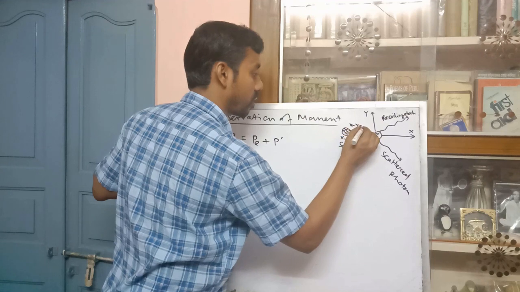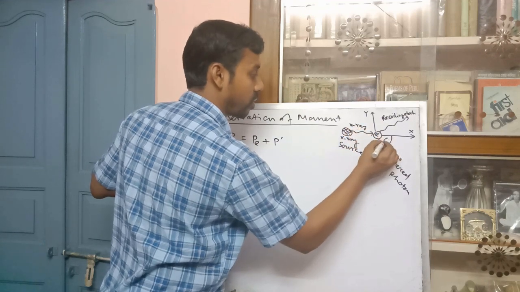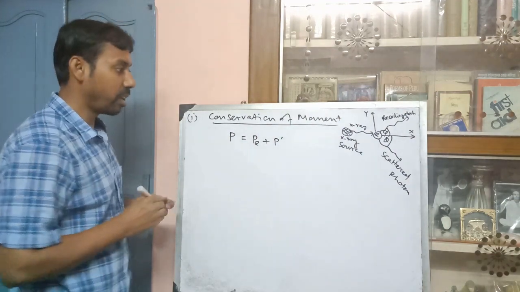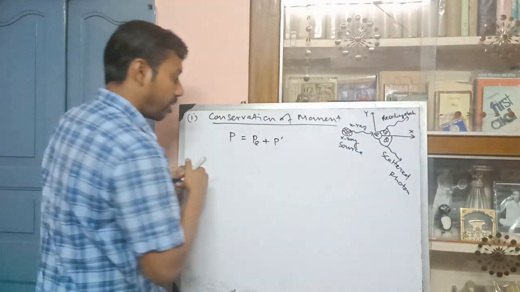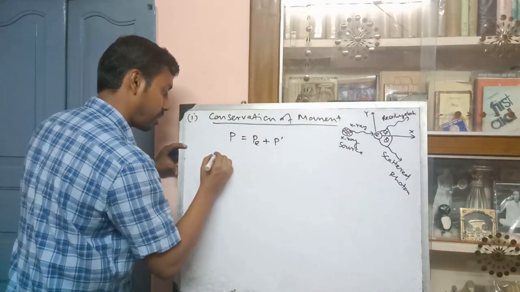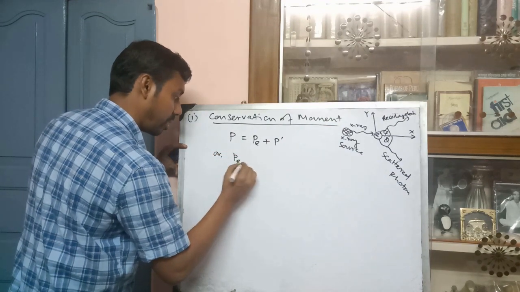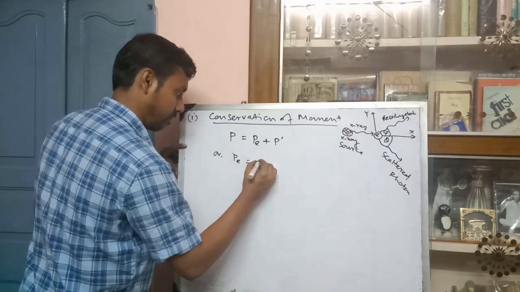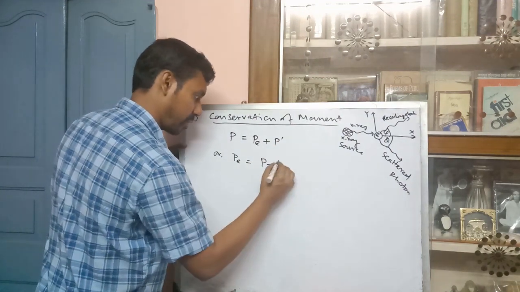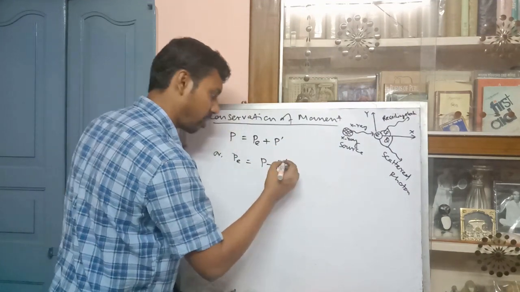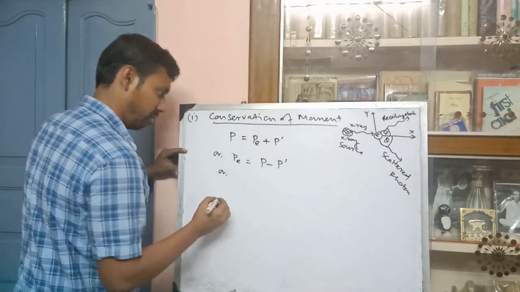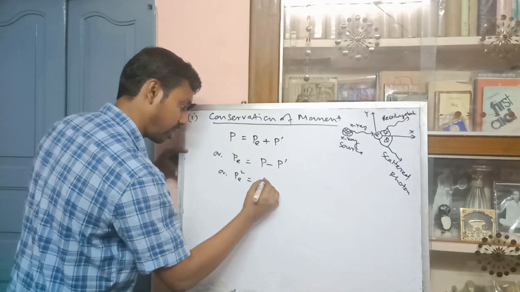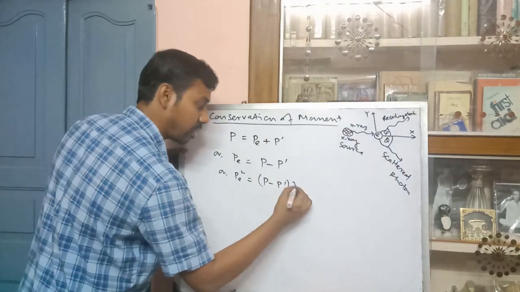This is your X-ray. This angle is your theta. This angle is your phi. Look, Pe, that is the momentum of the recoiling electron, is equal to the momentum of the photon minus the momentum of the scattered photon. Or if you square it, Pe square is equal to (P minus P dash) whole square.